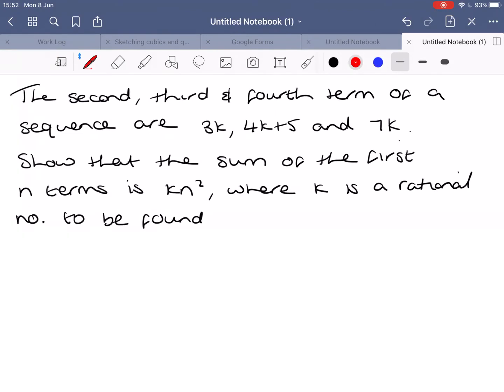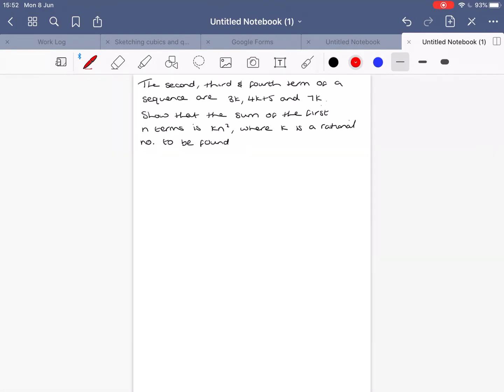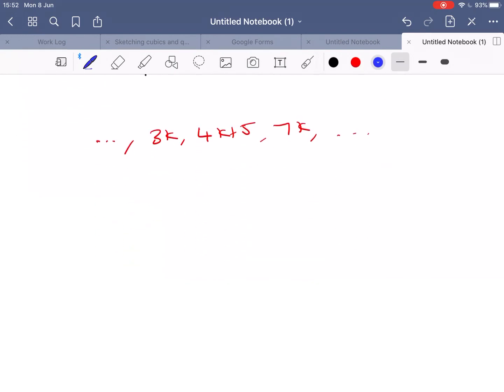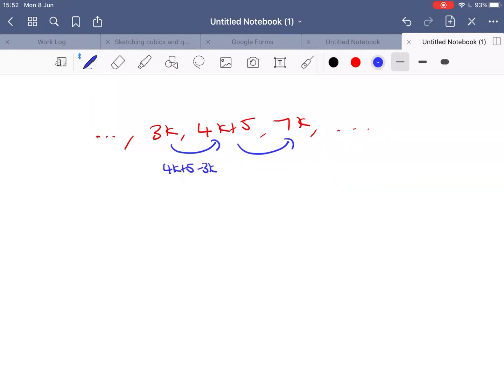Okay, and then the last one, again looking back at what we did last lesson, we're told that the second, third and fourth term is this. So here's my sequence is 3k, 4k plus 5 and 7k. I can use this to work out what my common difference is, because let's be honest, the difference between these is always the same. So I've got 4k plus 5 minus 3k is the difference between those two terms. So that means I've got k plus 5. I've got 7k take away 4k plus 5. So I've got 3k minus 5.